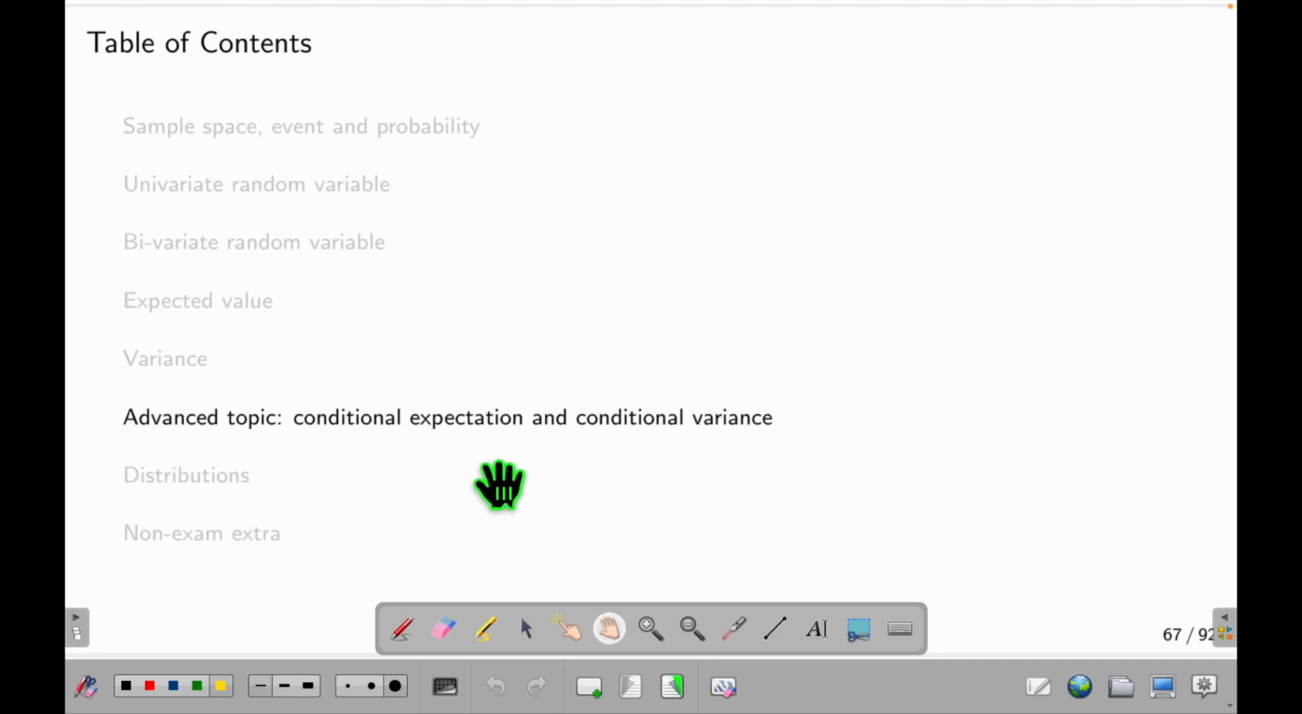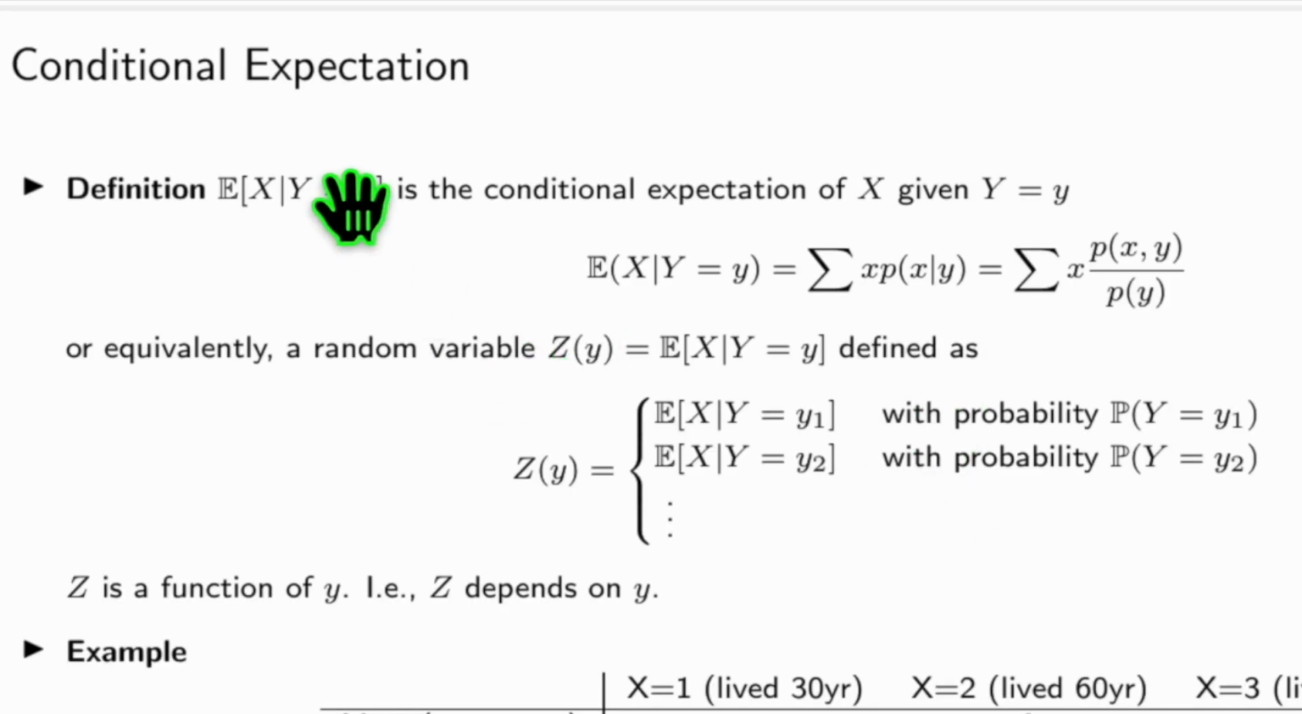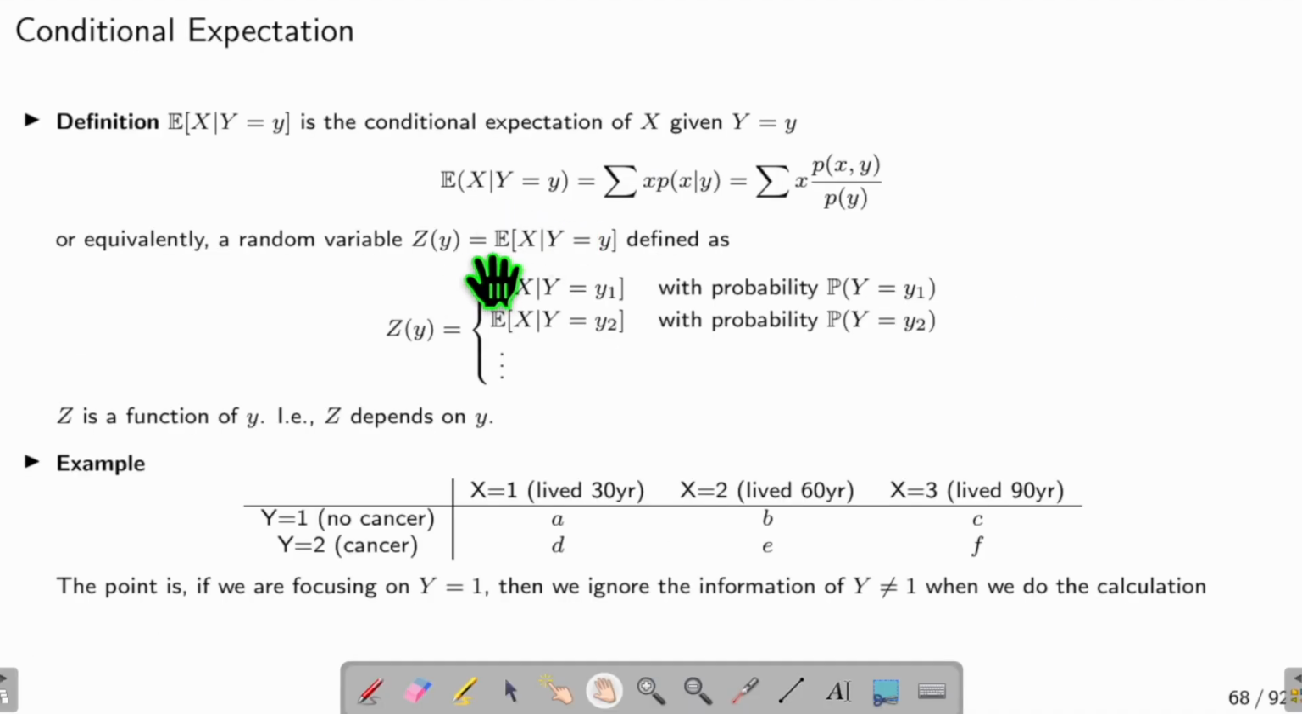Conditional expectation and conditional variance. So what is conditional expectation? The expected value of x given that y is a specific small y. That means we care about, on average, what is x given that y is the specific small y. We can actually define a new random variable z that is a function of y, defined like this. So z is actually a random variable depending on small y.